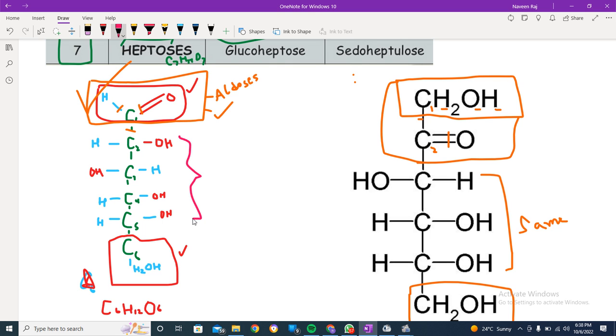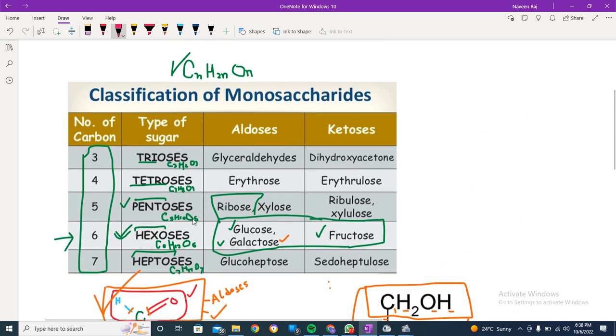This was the most simple example. In further videos, we will look into the glucose and galactose structures. When you look into hexoses, one by one, the structure of every ketone and hexose, you will get to know how it works. Probably this was just an introduction video, and I do hope that you've got something.